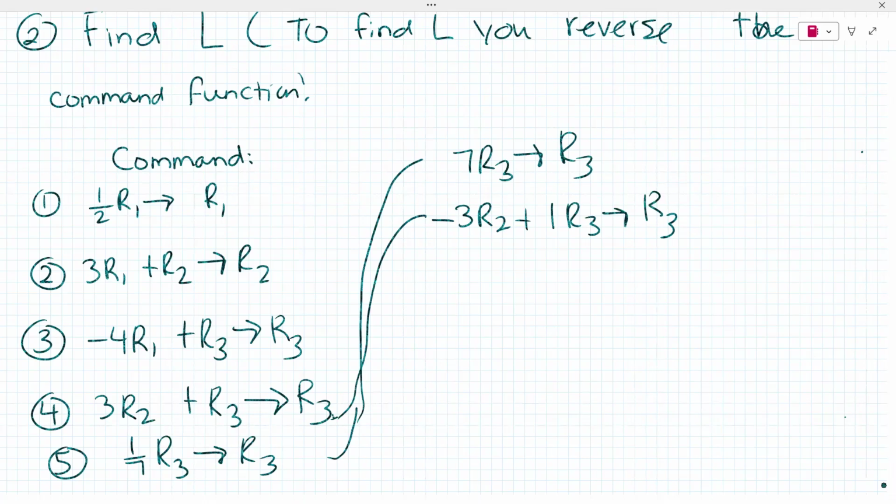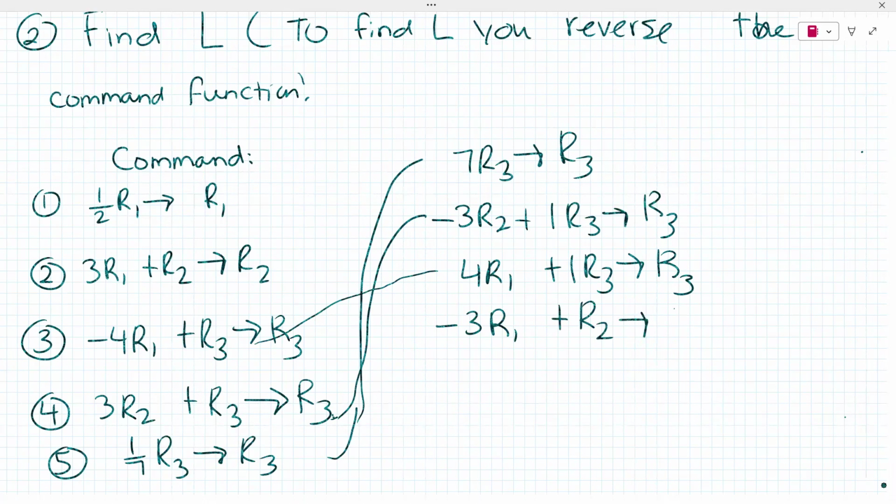And then the third command was -4 row 1 plus row 3. So that's going to be a +4 row 1 plus 1 row 3 gives us your new row 3. And then 3 row 1 plus row 2, you take the negative, so instead of positive 3, it's negative 3 row 1 plus row 2 gives us row 2. And then 1/2 row 1 gives us new row 1. So you take the reciprocal of that. So that's 2 row 1 gives us row 1.